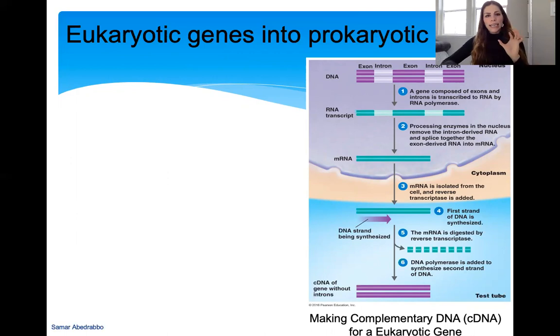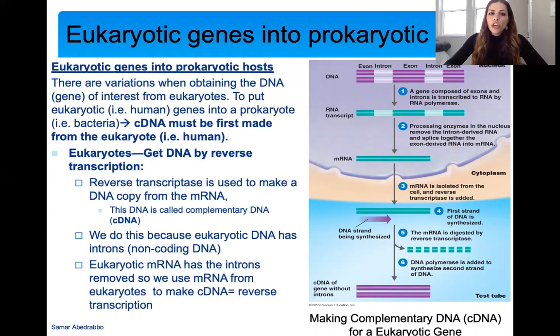So if we want to take eukaryotic genes and put them in prokaryotic hosts, for example, if you want to take the insulin gene from humans, a eukaryote, and put it in bacteria, a prokaryote, there's some extra things you have to do. To put eukaryotic genes in a prokaryote, first cDNA must be made from the eukaryote. So you're going to get DNA by reverse transcription.